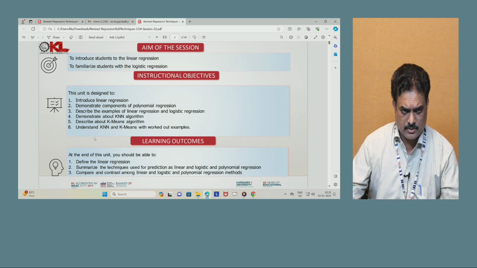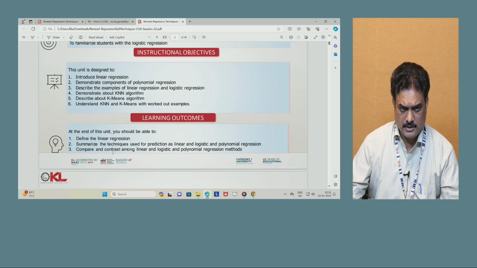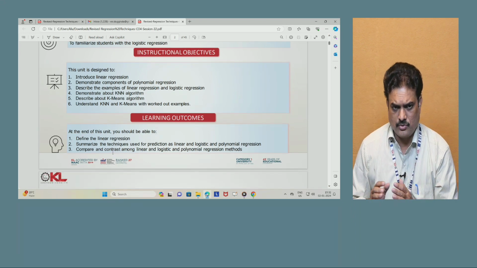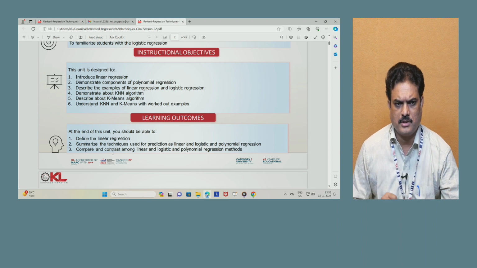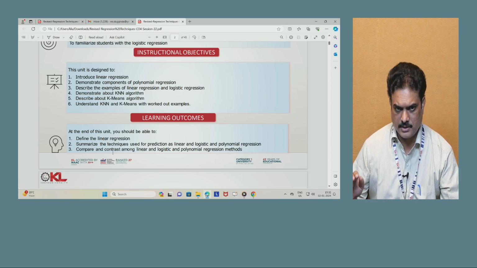At the end of the session, the learning outcomes are to define linear regression, summarize the techniques used for prediction as linear, logistic and polynomial regression, and compare and contrast linear, logistic and polynomial regression methods.